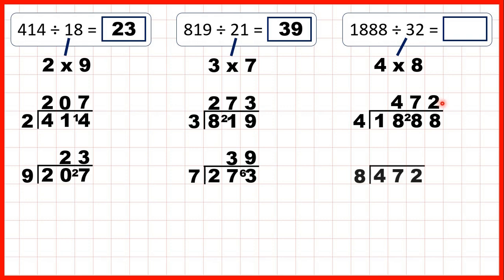472. So now we can take that answer and divide it by the other factor, so divide it by 8. 47 divided by 8 is 5, remainder 7, and 72 divided by 8 is 9. So our answer is 59. And again, we would have got the same answer if we'd first divided by 8 and then by 4.